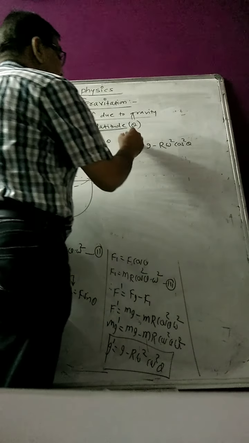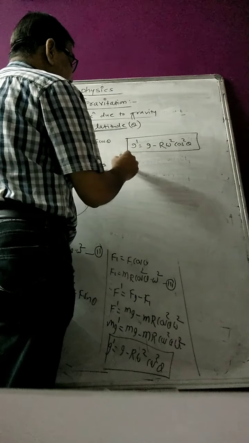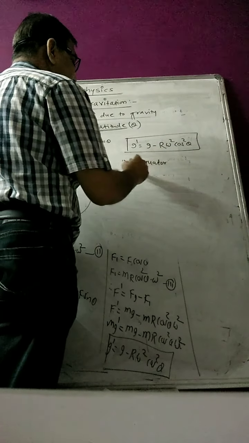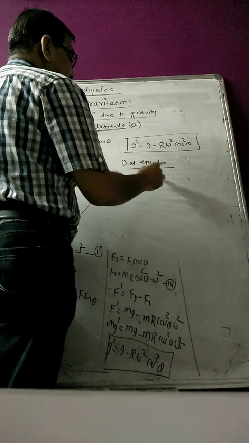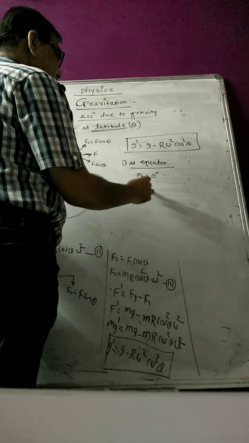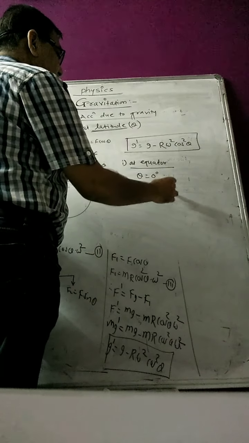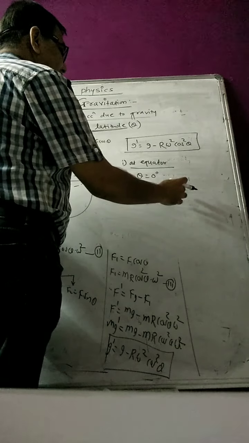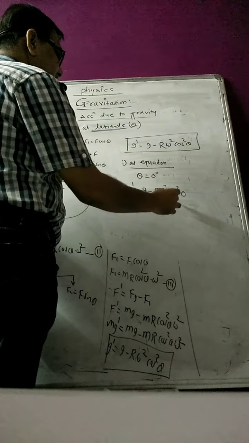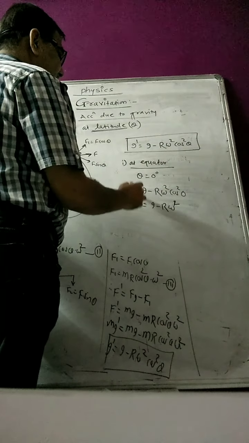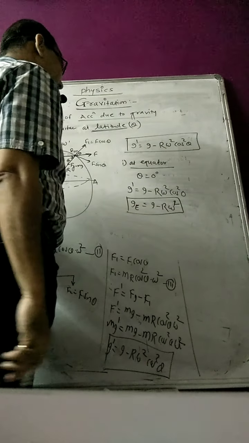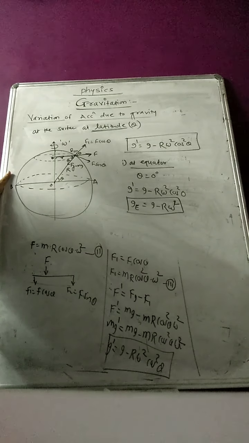Now if I want to find out g dash or acceleration due to gravity, first at equator, okay, at equatorial plane or at equator. So now at equator theta is equal to 0, okay, 0 degree. So therefore g dash is equal to g minus r omega square cos square 0. What is the cos square 0? Cos of 0 is 1. So therefore g minus r omega square. So that will be the g dash, or we can say g at equatorial plane, or in equatorial plane g is equal to g minus r omega square.